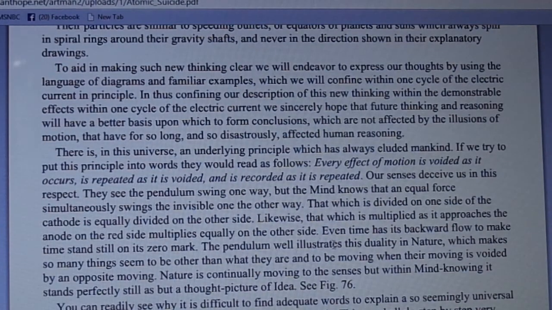Even time has its backward flow to make time stand still on its zero mark. The pendulum well illustrates this duality in nature, which makes so many things seem to be other than what they are, and to be moving when their moving is voided by an opposite moving. Nature is continually moving to the senses, but within mind knowing, it stands perfectly still, as but a thought picture or ideal.